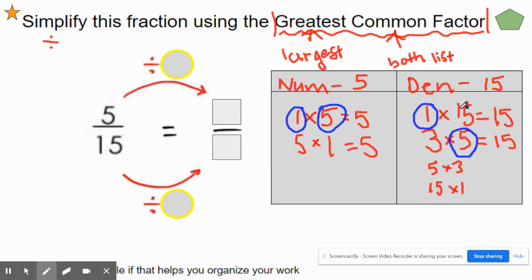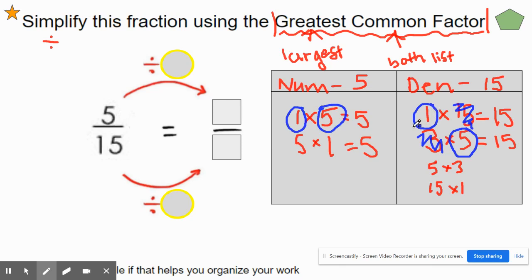And then I check the other list. Do I see 15 over here? No, I don't see 15 over there because 15 can't go in 5. Do I see 3 over there? No, I don't see 3 because, I mean, 3 can't go into 5 evenly.